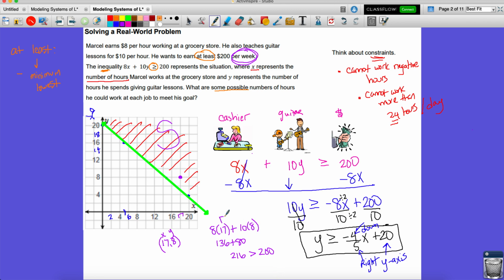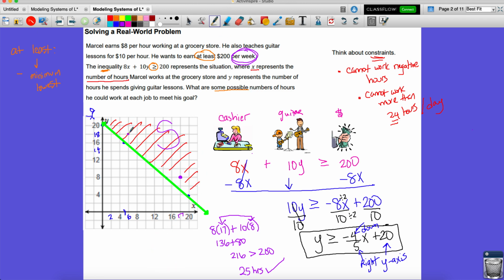And if we were to add up the number of hours, 17 plus 8 is going to be 25. So he can just work 25 hours for the whole week by just working 17 hours at the groceries, 8 hours doing guitar lessons, and he'll make the amount of money that he needs. But that's not the only solution though, because you can go back and choose anything else.